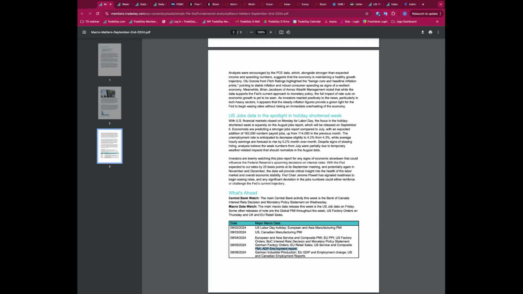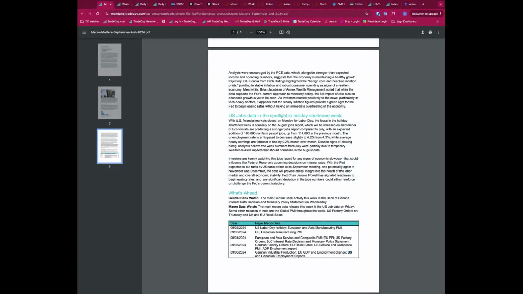So we're getting the ADP employment data on Thursday, and then the US jobs data and the Canadian employment report as well, both coming through on Friday. So it's a busy week. Because of that US holiday, the PMI data for Europe and Asia is coming a day before.